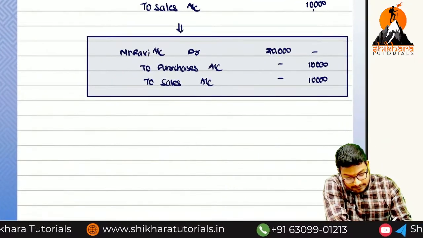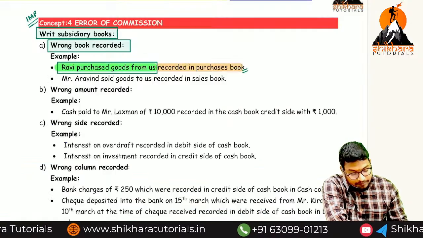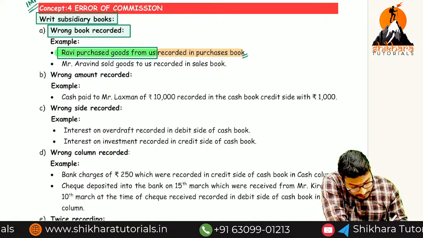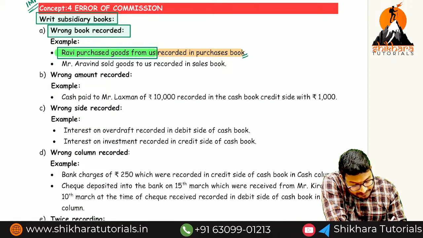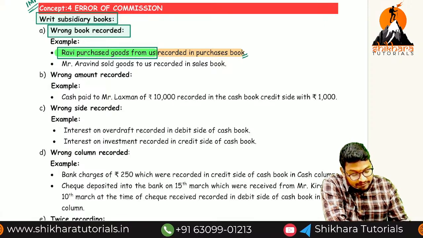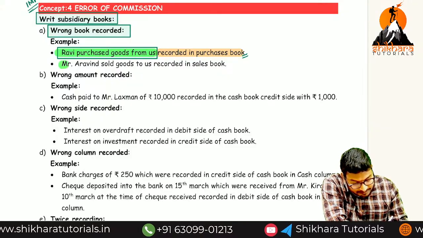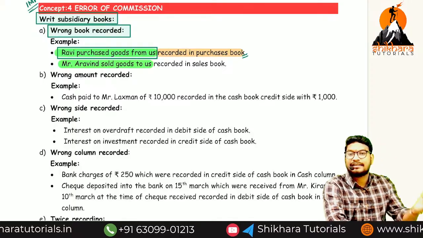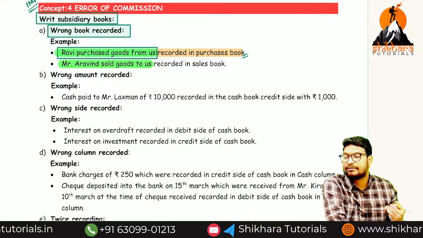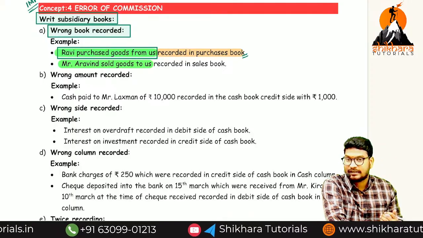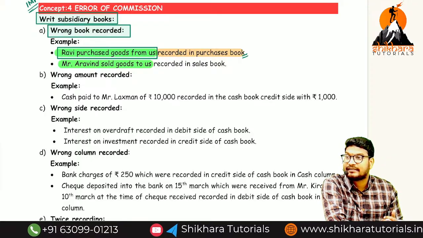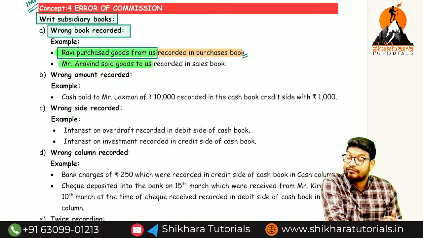Okay. Next. The next example you have to try on your own. What is the next one? We have to identify the right part and the wrong part. What is the right one? Mr. Aravind sold goods to us. Sir, Mr. Aravind sold goods to us means we have purchased the goods or we have sold the goods? We have purchased. Aravind means it is a credit transaction or cash transaction? Credit transaction. Credit purchases.